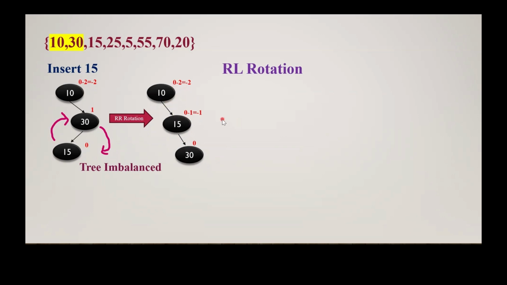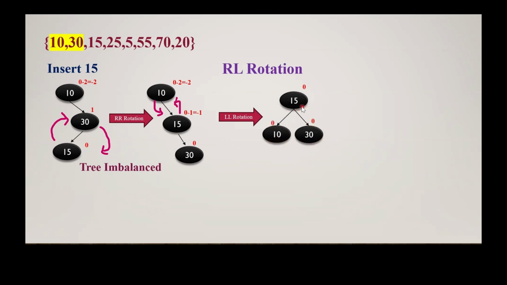So what happened? As it is RL, we have to perform an LL rotation. Means this one moves to this one, then this moves to this one. After this left rotation, what did we get? 15 goes to this place, 10 goes to this place. So 15, 10.